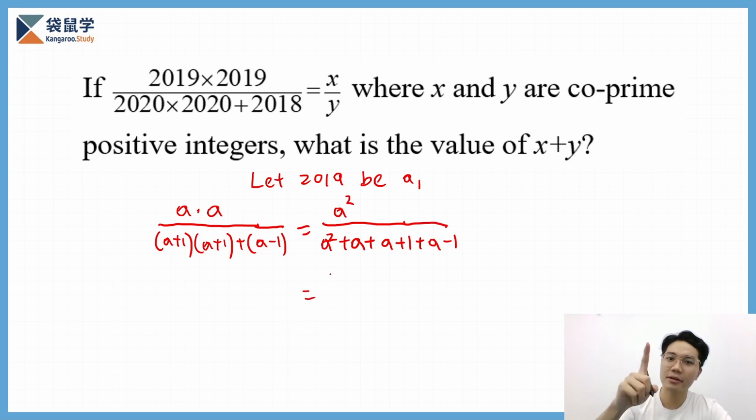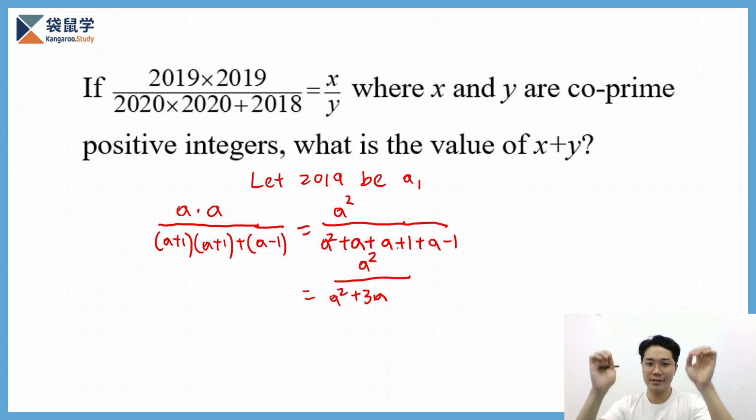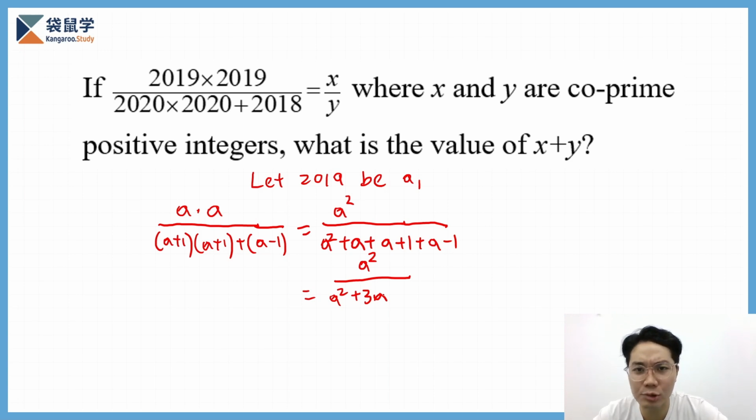Over here, notice we have 1 a squared at the numerator, so we just keep it. For the denominator, we have 1 a squared as well. And we have a few a's, right? We have 1a, 1a, 1a. So in total we have 3 a's. You can add them up. 3 a's. And we have plus 1 and minus 1, so in the end it is kosong, 0. So we have a squared over a squared plus 3a.